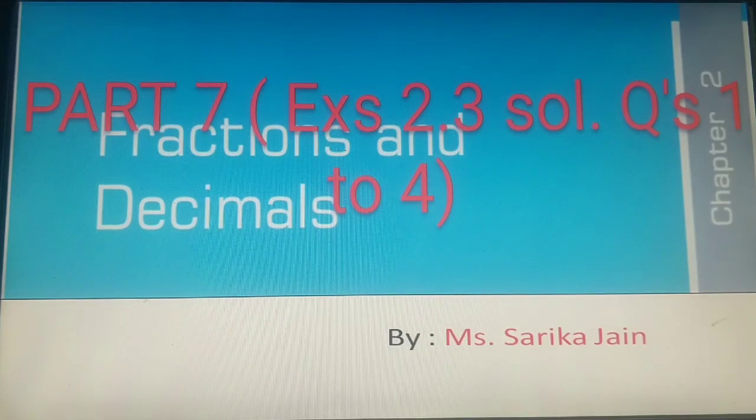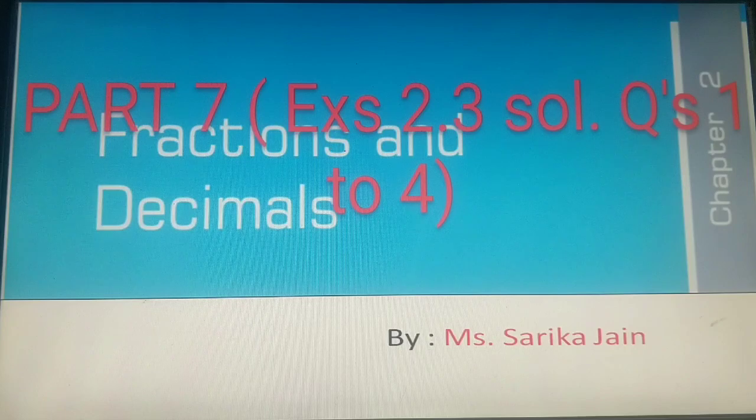Hello students, welcome back to part 7 of your explanations of chapter 2, fractions and decimals. Today we shall be discussing the solutions of exercise 2.3, question number 1 to question number 4.